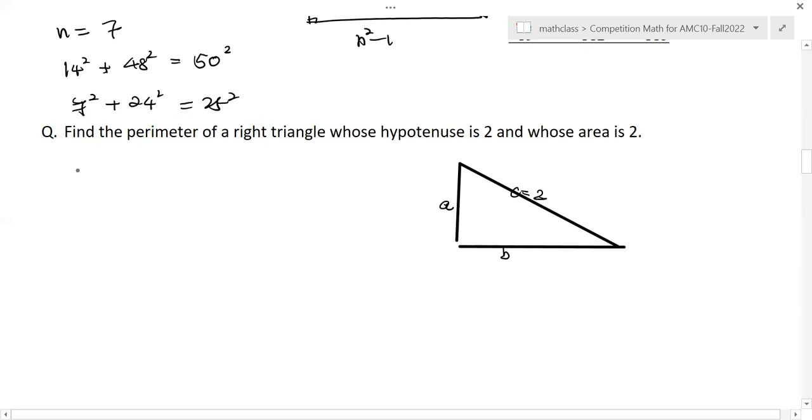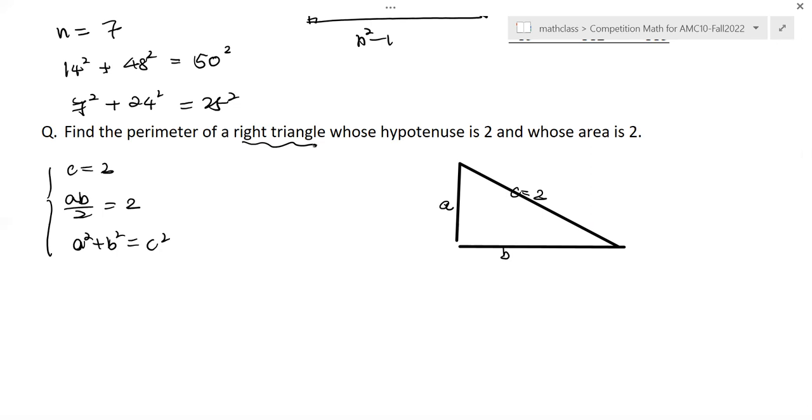So you write down what is given. You're given C equals 2. You're given A times B divided by 2 equals 2. But that's not the only equation. You also have A squared plus B squared equals C squared because it's a right triangle. This is a hidden identity, okay?